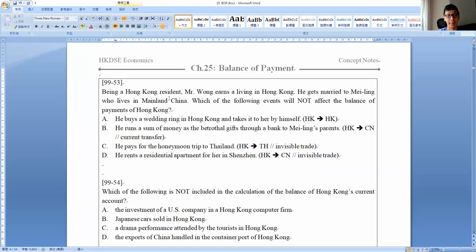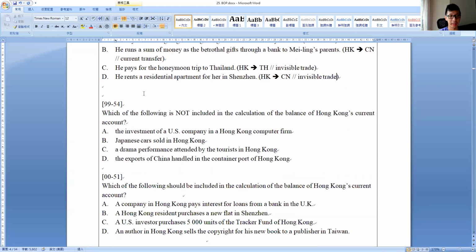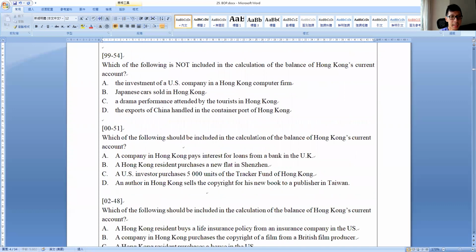It's not that difficult, right? So far, if you understand the idea of inflow and outflow, balance of payment isn't that difficult at all. Right? Okay, let's continue. Now, which of the following is not included in the calculation of the balance of payment current account?